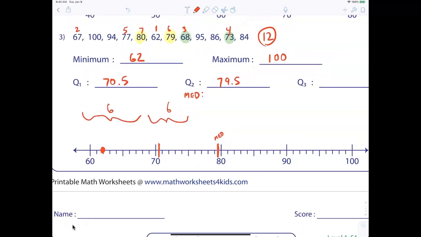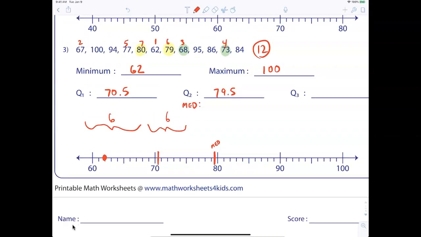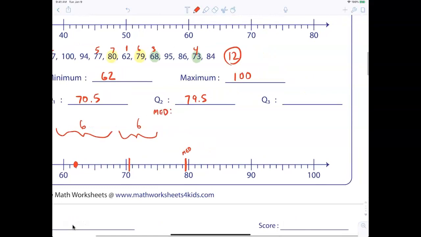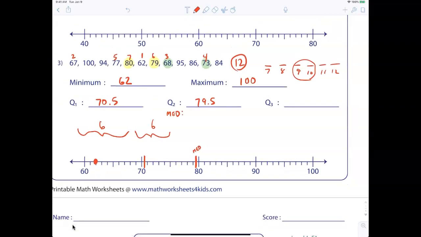And now I need the other 6 points. All right, we have to find the median of the top six. Now remember, there's 7 through 12, right? So the 9th and 10th. Does everybody agree with that? And if you're not sure about that, you can just say, well, look, 7, 8, 9, 10, 11, 12, right? If you're not sure, you can just draw it out and say you're just finding the two numbers, 9 and 10.